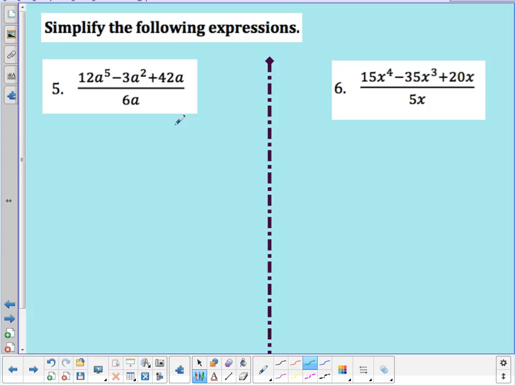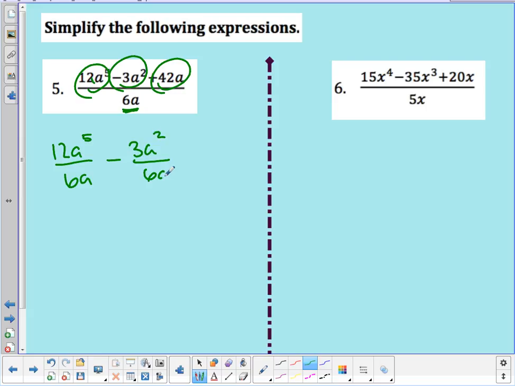In number 5, I have 3 terms in the top now. So all 3 of these, this one, and that one, get divided by the 6a. So 12a to the 5th over 6a minus 3a squared over 6a plus 42a over 6a. And all of those need to get divided. So let's start with the first one. 12 divided by 6 is 2. A to the 5th over a to the 1st, I can subtract one of them. That leaves me with 4 left on the top.